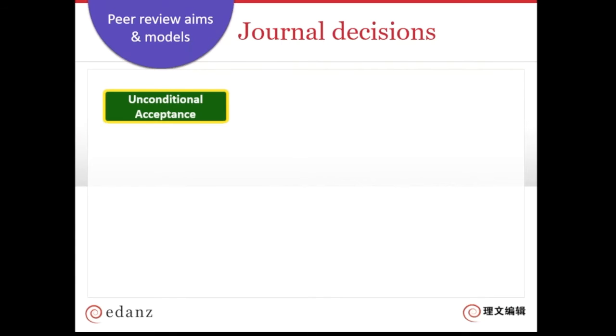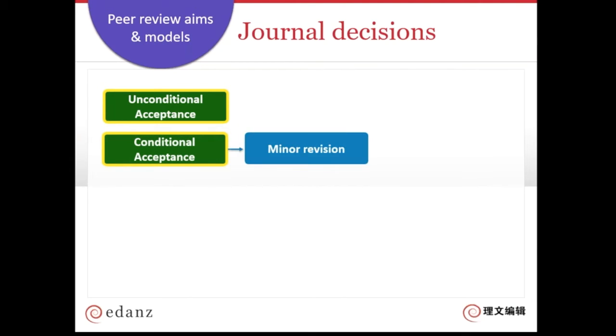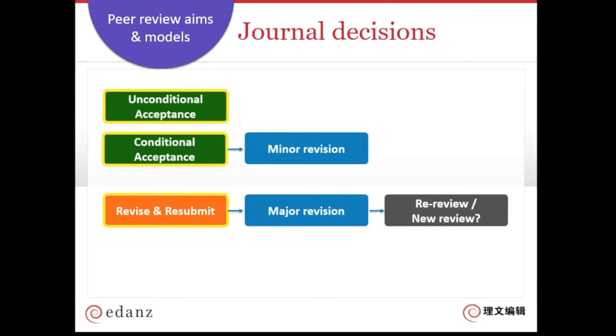Now, what types of journal decision are there? There's the rare one, which is accept as is. If there's revisions, this will be conditional acceptance, and the journal office or the chief editor will make the final decision. Or there's a revise and resubmit. This needs major revisions, and the paper is usually sent back to the original peer reviewers or maybe a new reviewer. That's why peer review does take time.